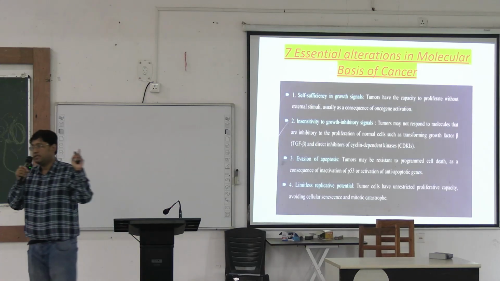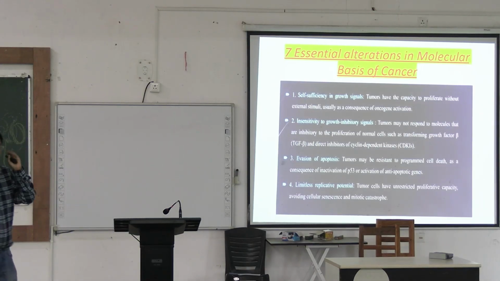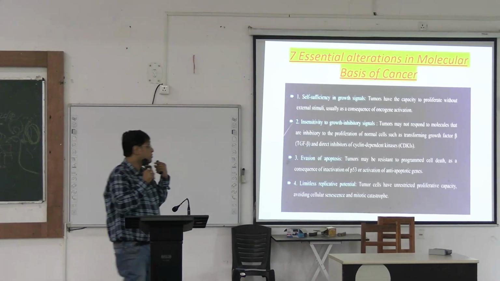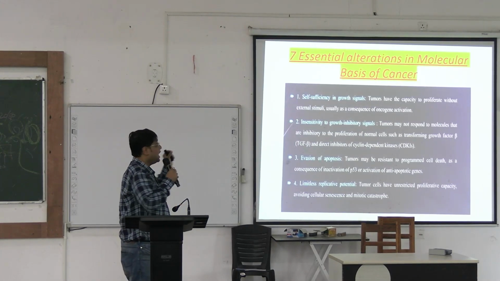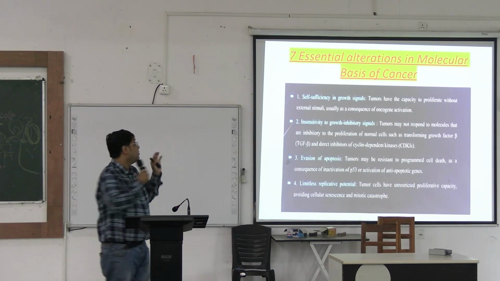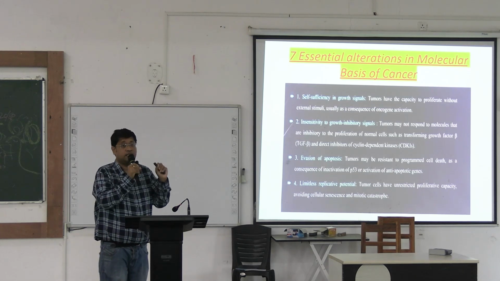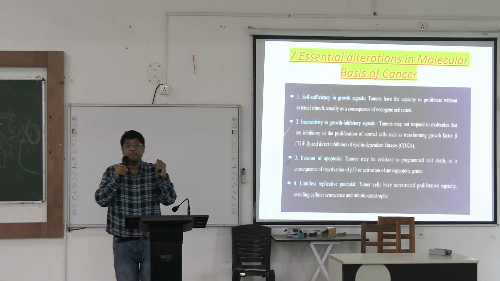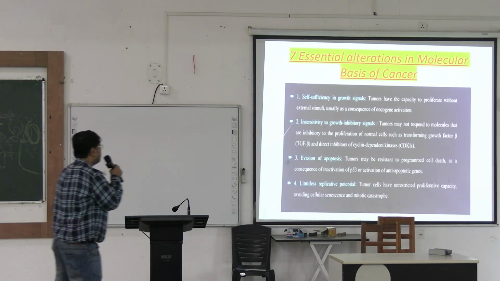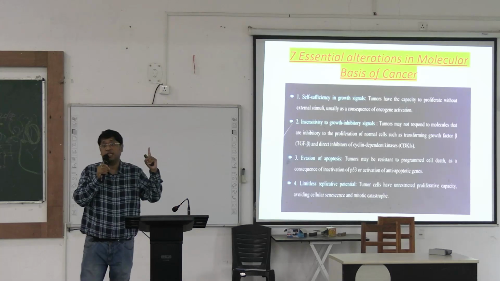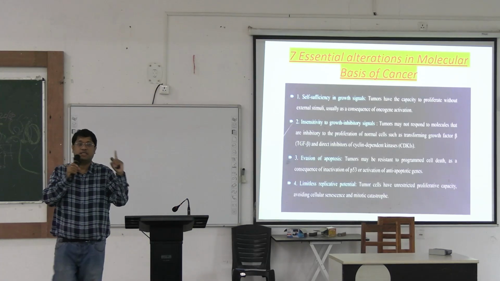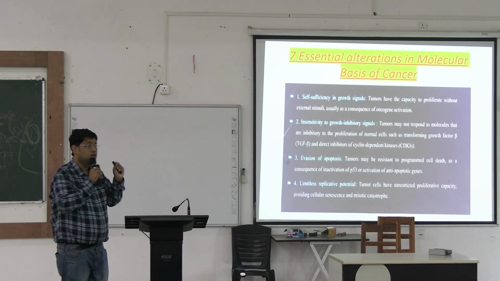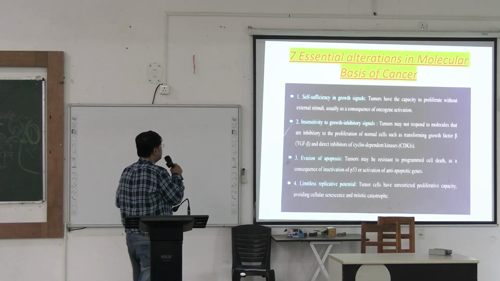This is the point you must know. Seven points you must realize and retain in your mind for viva especially. I will at least ask these seven points. What are the seven main alterations in cancer? Main alterations in cancer, these are the basic mechanisms. Just write down the points. Number one: self-sufficiency in growth signals. Remember all these points.